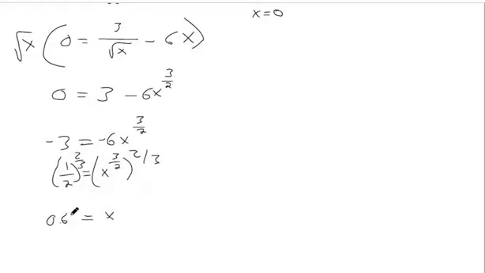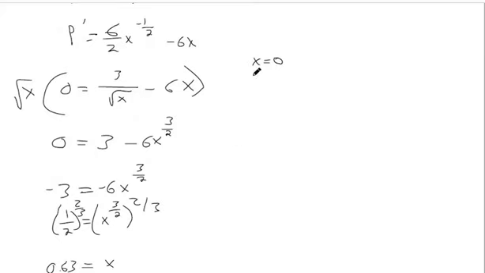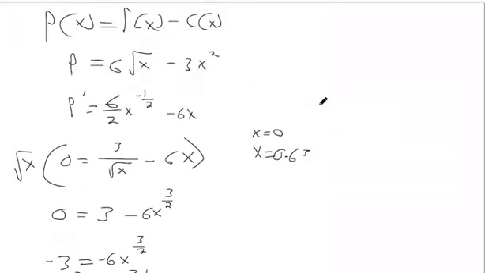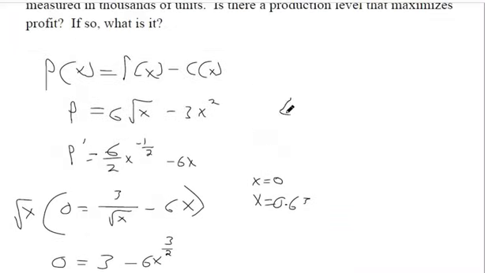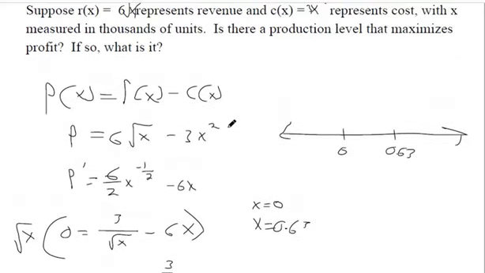Okay, so I found two critical points. At x equals 0, we have a critical point. At x equals 0.63, we have another critical point. With all critical points, you should be testing them to see whether they are maxes or mins. So here's our number line. Here's x equals 0, and here's x equals 0.63. We want to test the number to the left and to the right of these to see whether they're max or mins. Actually, we need to plug in the numbers first.